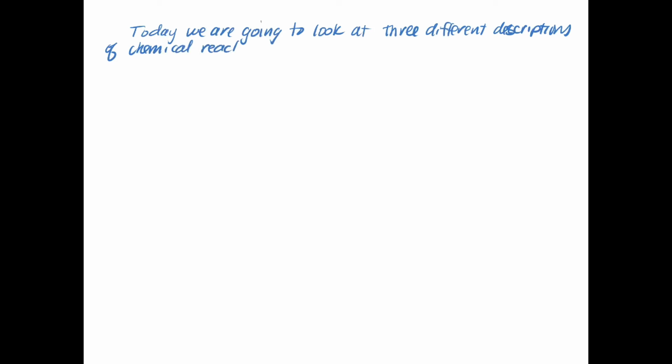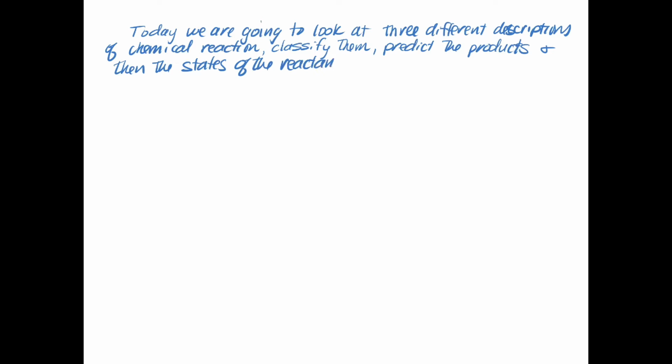Okay, so today we're going to look at 3 different descriptions of a chemical reaction. We're going to classify them first because this will allow us to predict the products. And then we'll look at the states of the reactants and products just to make sure that they match up with the type of reaction we chose. And then the last thing we're going to do is balance the reaction equations.